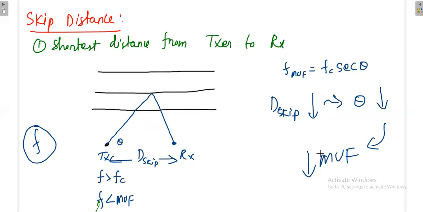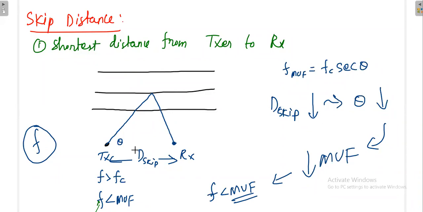Once MUF decreases, you cannot satisfy this condition, because your frequency has to be less than MUF. So MUF has to be larger, but you are reducing MUF. Once you reduce MUF by trying to reduce theta, you cannot satisfy this condition.